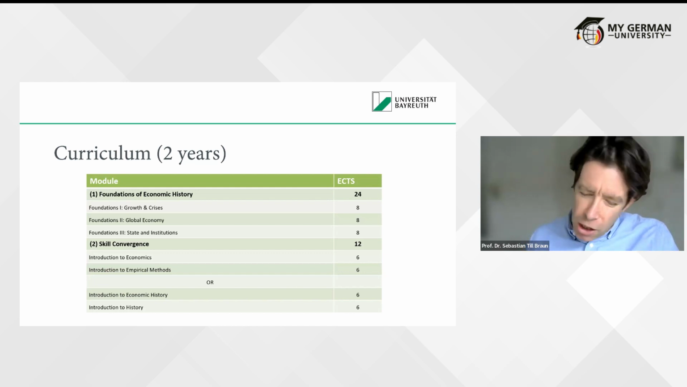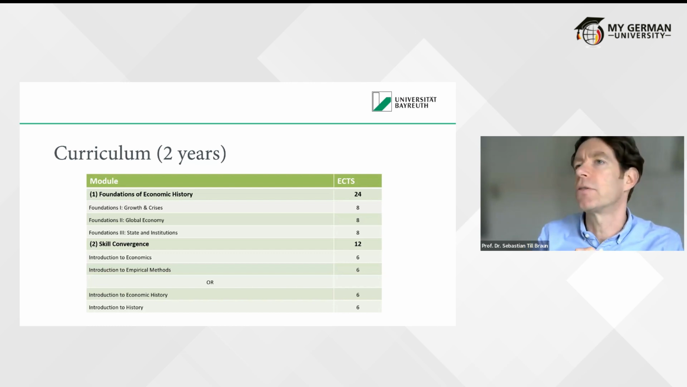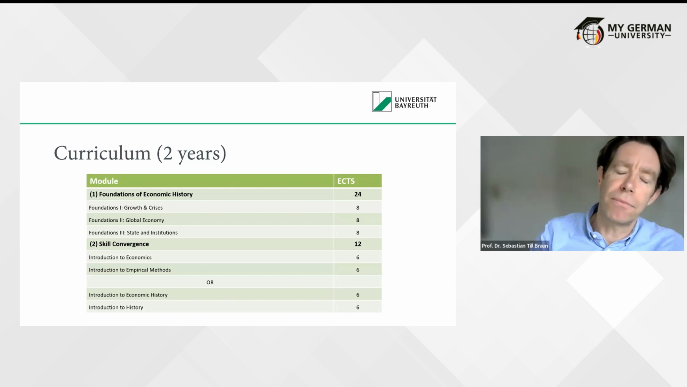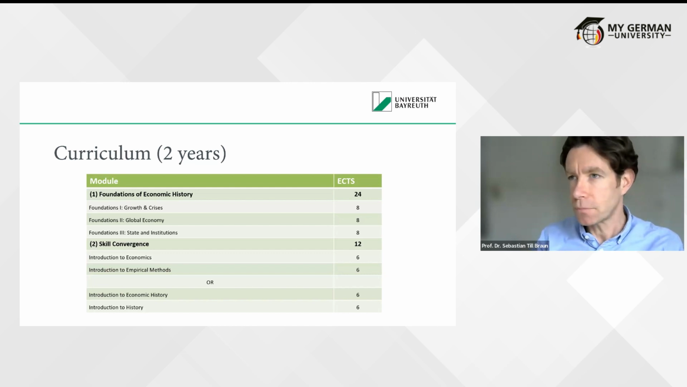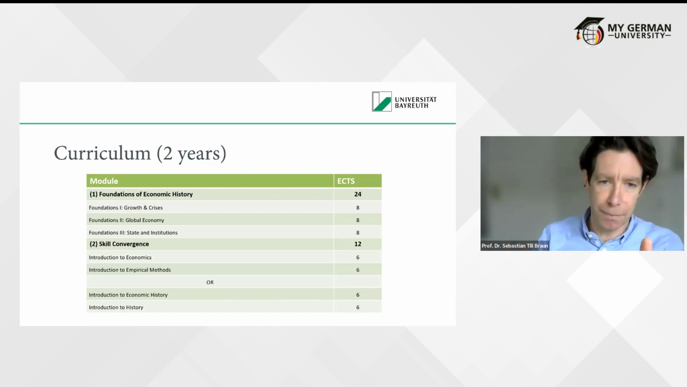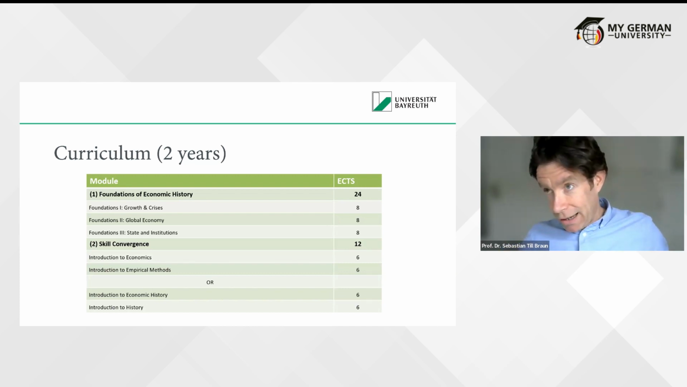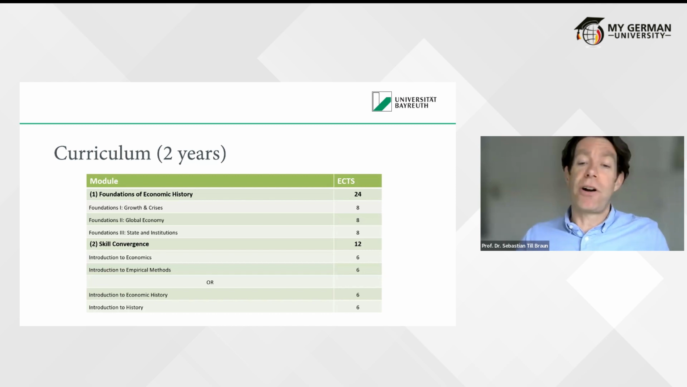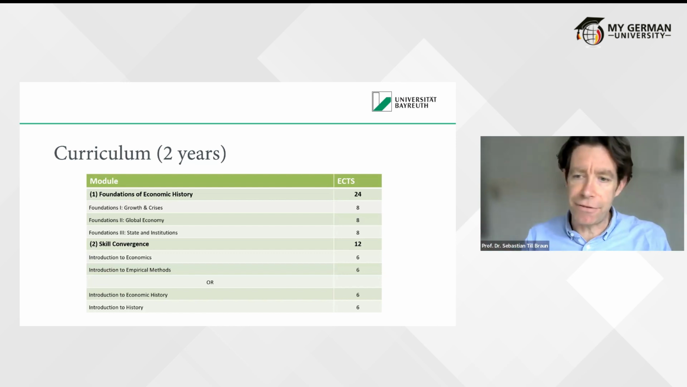And we also have a focus on the 19th and 20th century, economic history in the 19th and 20th century. There is some stuff on the time period before, say, 1800, but we do have this focus. Importantly, there are skill convergence modules. Depending on your background, people arrive with a very heterogeneous set of skills into this program. And this is, of course, also a challenge. How do we bring them to a similar level?